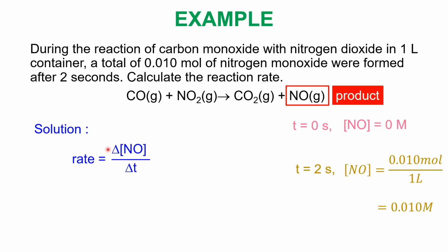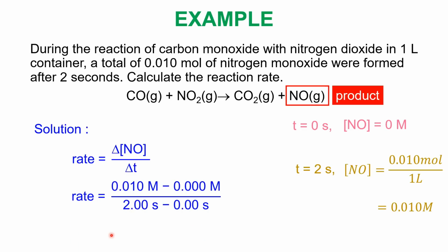So, change in concentration of nitrogen monoxide is final concentration minus initial concentration, while change in time is final time minus initial time. So, we just substitute the value into the formula. So the rate is 0.0050 and don't forget the unit is molar per second.